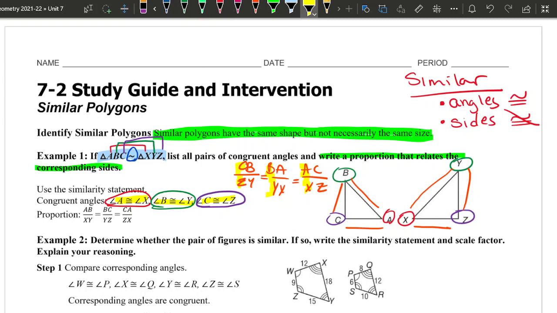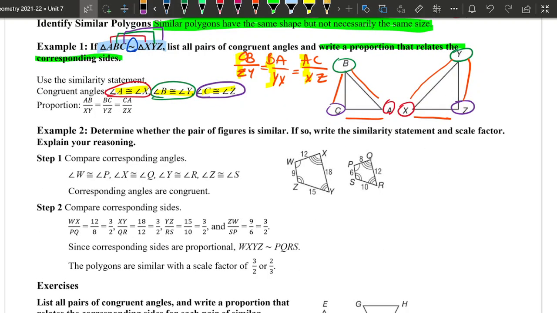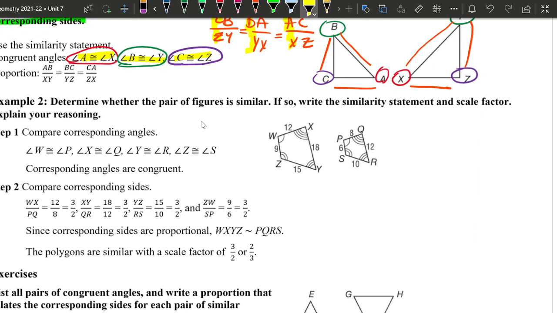Okay, so then it says on example 2, determine whether the pair of figures is similar. If so, write a similarity statement and a scale factor. So are these similar? Well, let's see. Are the angles the same? Angle W has one line, and angle P has one line. Angle Z has two lines, and angle S has two lines. Angle Y has three lines, and angle R has three lines. And angle X has four lines, and angle Q has four lines. So yes, each angle has a matching piece in the other figure. So these are similar. The sides are clearly not the same length, but that's okay for similarity.